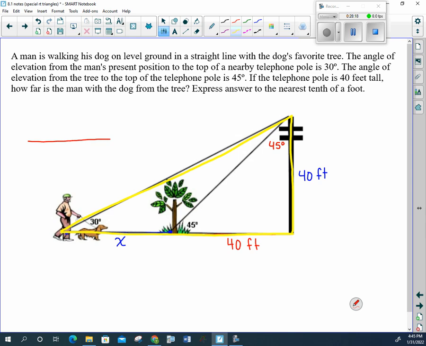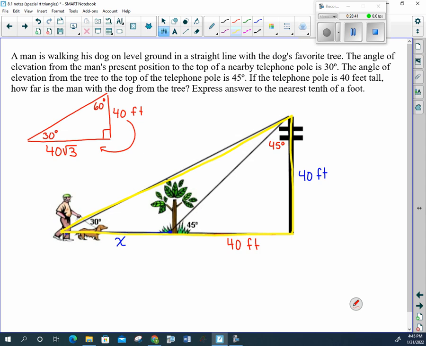So I'm going to draw it off to the side here so we can see better what's going on. This is the telephone pole. This is the 40 feet. Here's the 30 degrees right here. So if I know the shortest side, and this is my 60, and this is a right angle, if I want to go to this side right here, I would multiply by the square root of 3. This is 40 square root of 3.